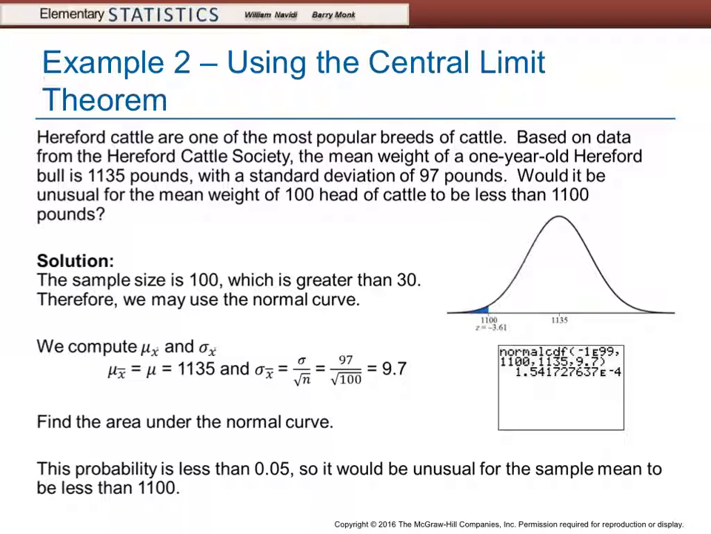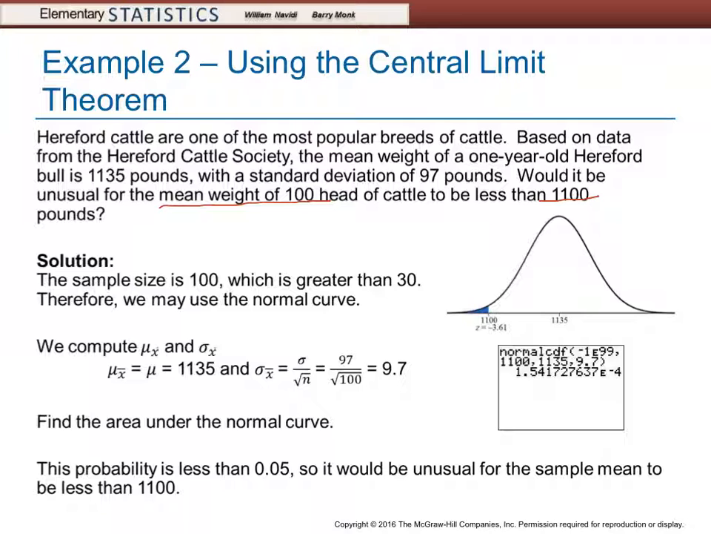Here's example 2. Hereford cattle are one of the most popular breeds of cattle based on the data from the Hereford Cattle Society. The mean weight of a 1-year-old heifer bull is 1,135 pounds with a standard deviation of 97 pounds. Would it be unusual for the mean weight of 100 head of cattle to be less than 1,100 pounds? So now we're not saying that the individual cow could be less than that. What we're saying is the mean value is less than that.